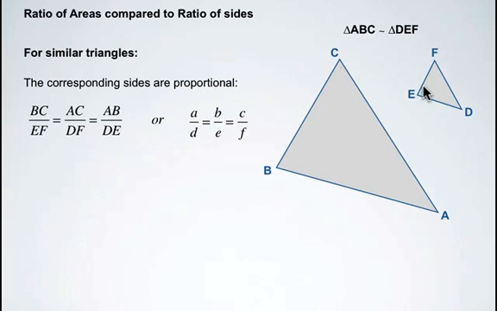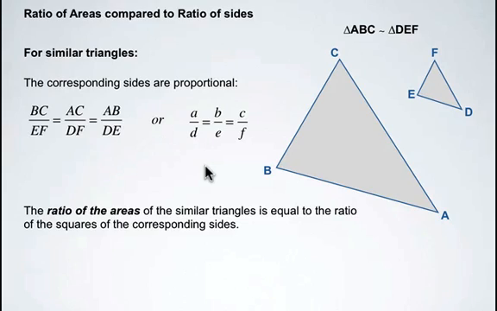And similarly in triangle DEF. So when replacing those values, rather than having BC over EF, you can take a look. BC would be side A, and EF would be side D. So we would represent that as an A over D ratio. And similarly for all of the other sides in both triangles.